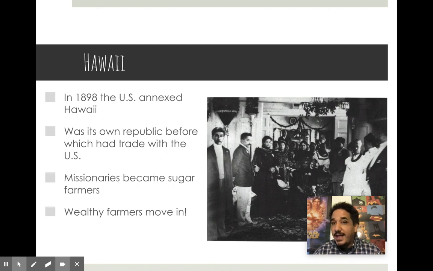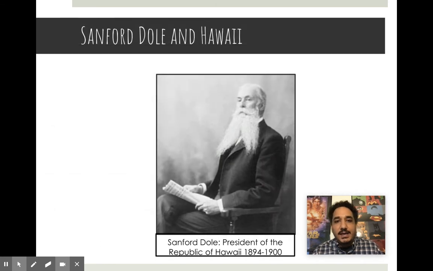Well, the farmers didn't like that. These white farmers, these former American farmers, and they were white, and they were wealthy. They didn't like that. They didn't want to have to pay these taxes. So they kind of got this group together, and they called themselves the Committee of Safety. And they had this one guy as their leader. His name was Sanford Dole. And here's a picture of Sanford Dole. He eventually will become the president of Hawaii.